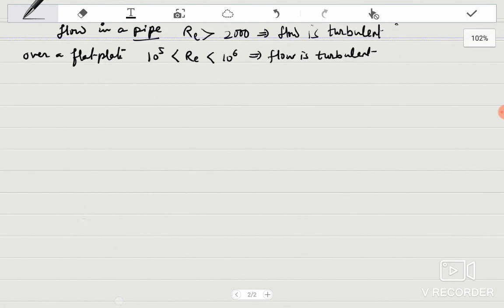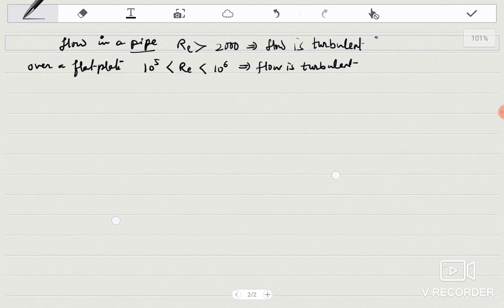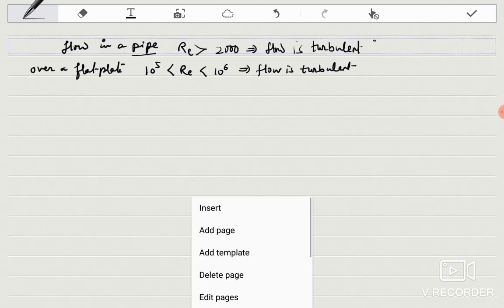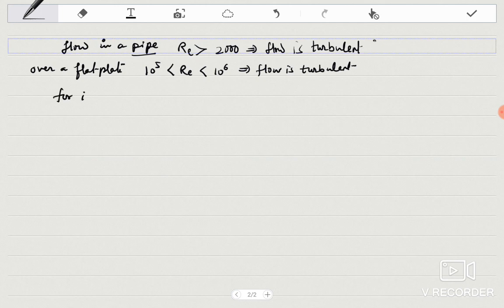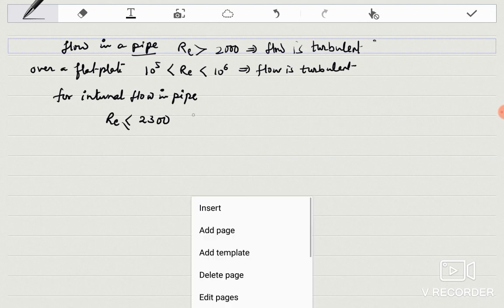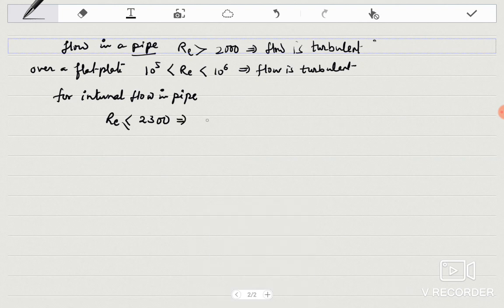So for internal flow in pipe, if I talk about the exact values or exact range, for internal flow in pipe, if Re is up to 2300, if Re is less than or you may say equal to also, then this implies that flow is laminar.